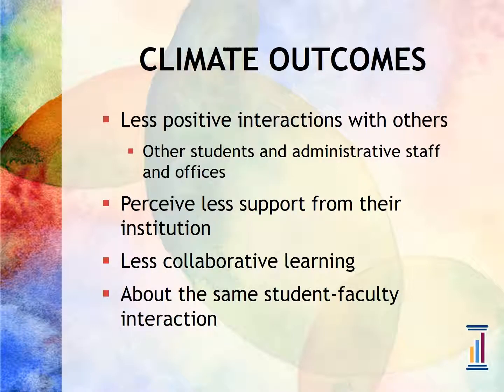Next, Mary, thanks. So here's some of the things that we looked at in relationship to the climate things that we measure. So a lot of interactions with other people. Queer spectrum students tend to have less positive interactions with others, particularly with other students, which is unfortunate, and administrative staff and offices. And I know that's particularly hard because a lot of these offices are there to help these students, but things still aren't going quite well.